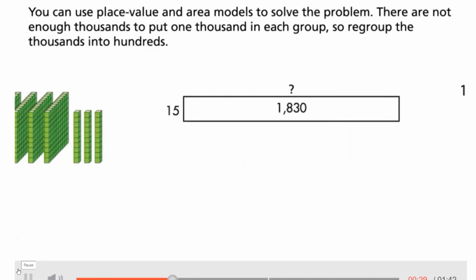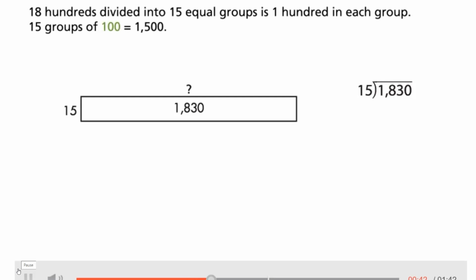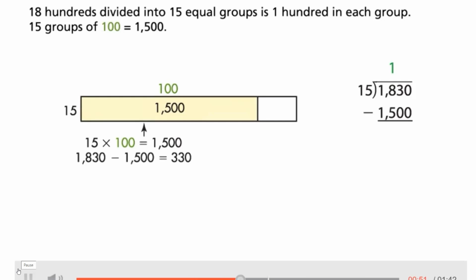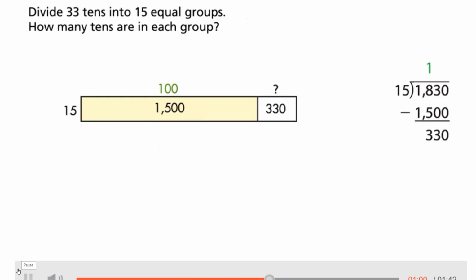You can use place value and area models to solve the problem. There are not enough thousands to put 1,000 in each group, so regroup the thousands into hundreds. 1,800s divided into 15 equal groups is 100 in each group. 15 groups of 100 equals 1,500. Divide 33 tens into 15 equal groups. How many tens are in each group?